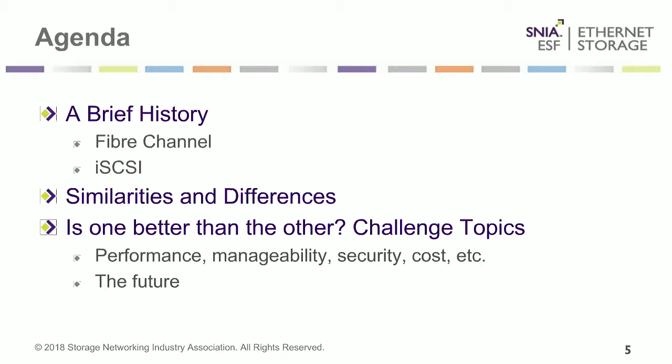But what we are then going to do is ask the question, is one better than the other? And I think we're going to get the answer is not really. I want to make that clear at the front. This really isn't a cage match in that sense. I think you will see Fibre Channel has more advantages in some areas, and iSCSI has more advantages in others. So we're going to go through some of these.